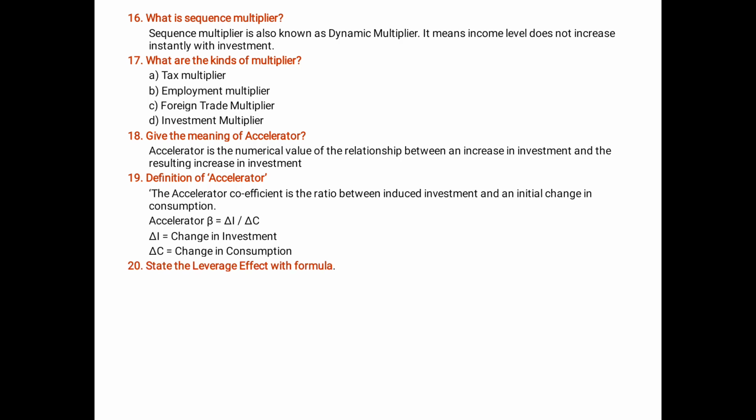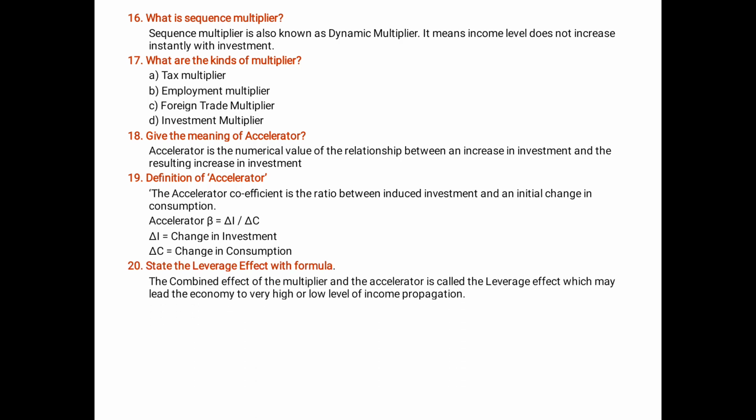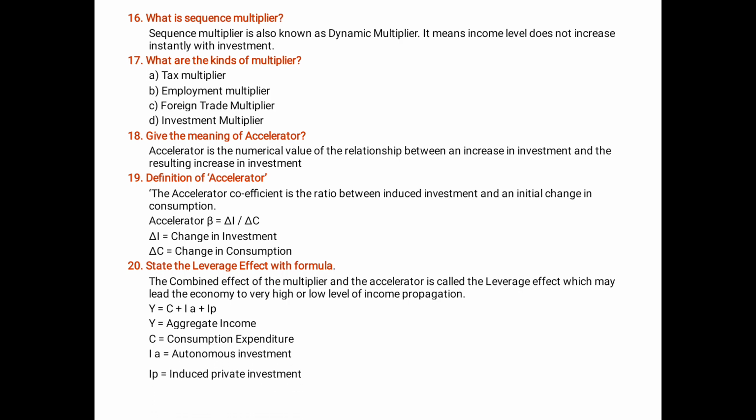State the leverage effect with formula. What is leverage effect? It is the combined effect of the multiplier and accelerator, which we call leverage effect, which may lead the economy to a very high or low level of income. You have a formula, Y is equal to C plus IA plus IP. What does Y stand for? Income. C stands for consumption expenditure. IA stands for autonomous investment. And IP represents induced private investment.